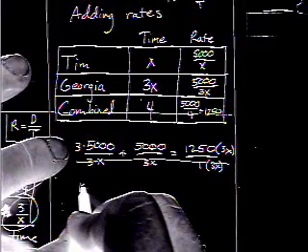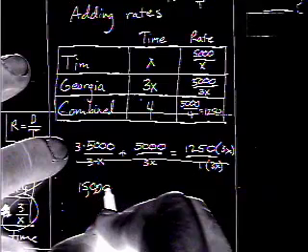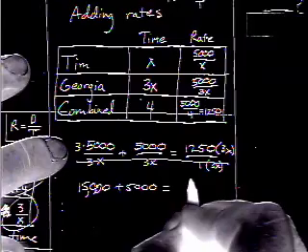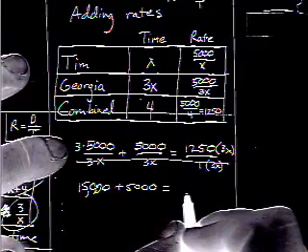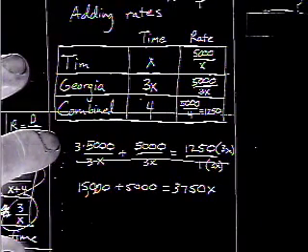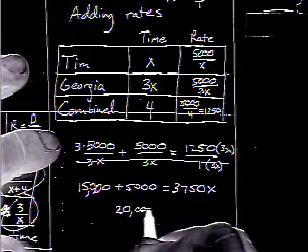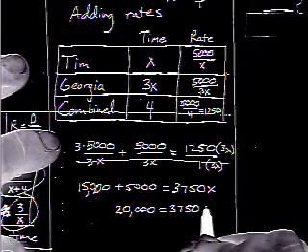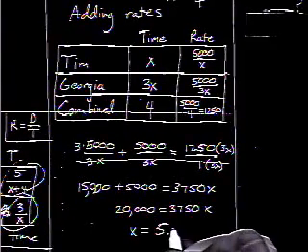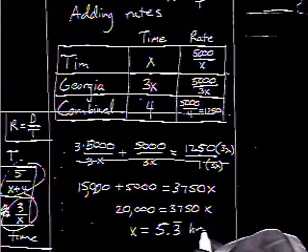So we have 15,000, whoops, put my comma in the wrong spot, plus 5,000 equals, what do we got there? 3750 x. So that's 20,000 equals 3750 x. So x must be, drum roll please, 20,000 divided by 3,750 gives me 5 1/3 hours.